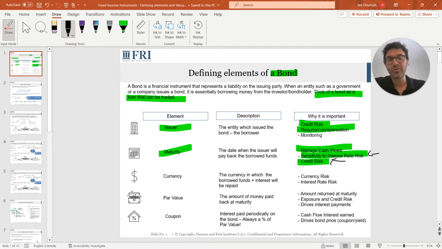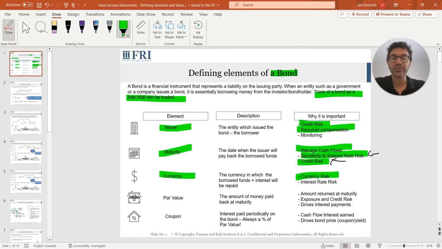Definitely the price of the bond will reflect that fact, will reflect the higher sensitivity of longer term or longer maturity bonds to changes in interest rates. So maturity is very important. The currency in which the bond is denominated is also important for two reasons.